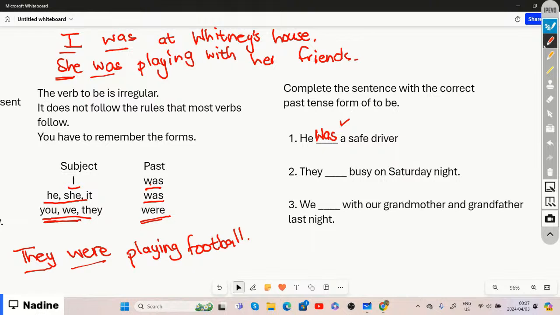When referring to more than one person, remember we said that if we're referring to more than one person, look at these words over here. Here are our subjects and here are the past tense verbs. I goes with was, he was, she was, it was. And then we say you were, we were, or they were. So now the question is, it says they. Do we say they was, or do we say they were busy on Saturday night?